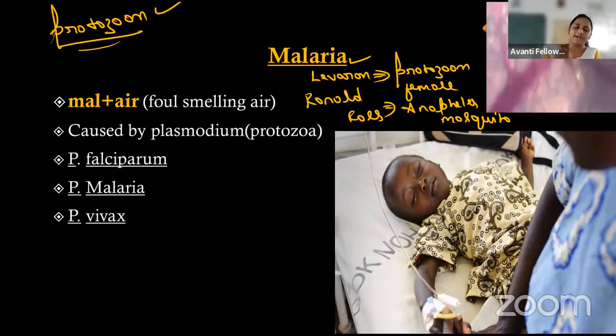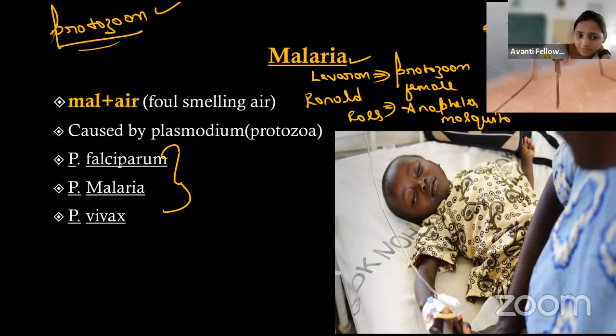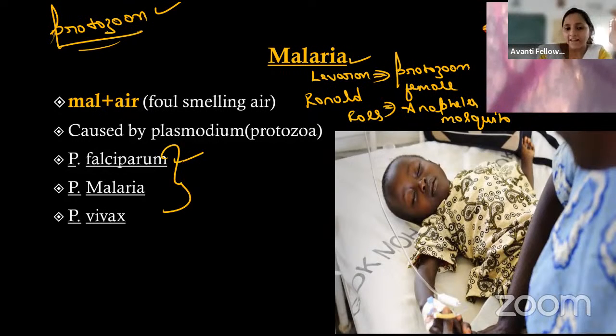Mosquito. Okay. Fine. So see here, this is going to be caused by the 3 species mainly. Which are those 3 species? Plasmodium falciparum, Plasmodium malariae, and Plasmodium vivax.